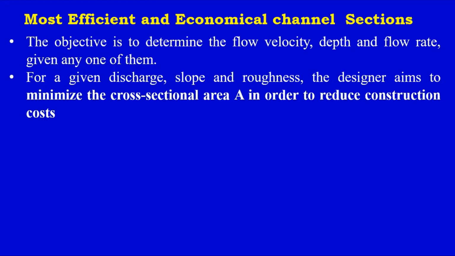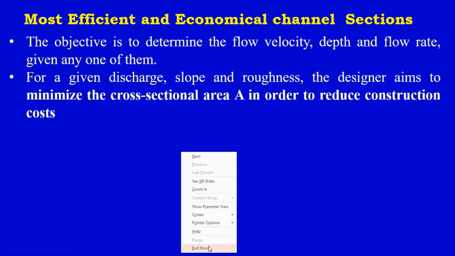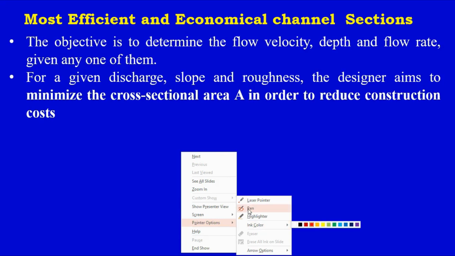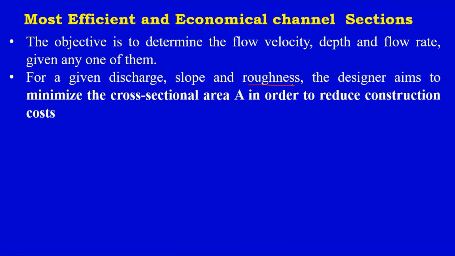My name is Johannes. In this lecture session, I'm going to show you some basic principles of the most efficient and economical channel cross-sections. The main objective of this topic is to determine the flow velocity, depth, and flow rate for given hydraulic parameters and the roughness of a channel, so we can have some design. For a given discharge, slope and roughness, the designer aims to minimize the cross-sectional area of a channel in order to reduce the cost of construction.